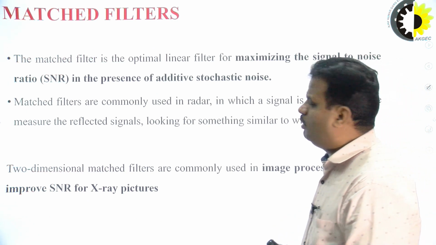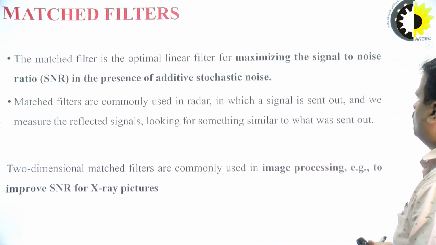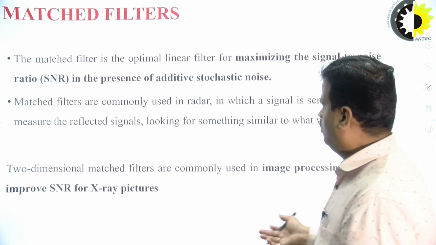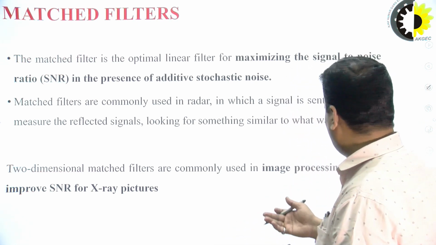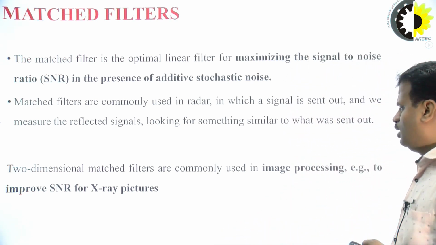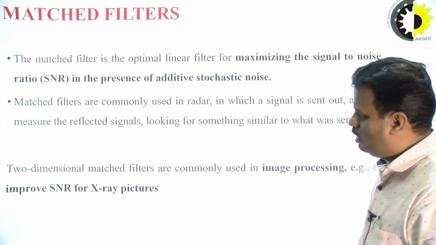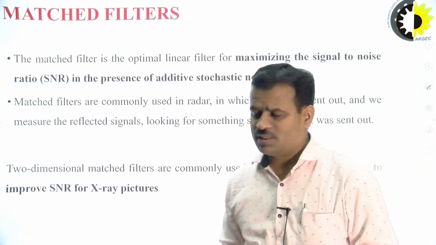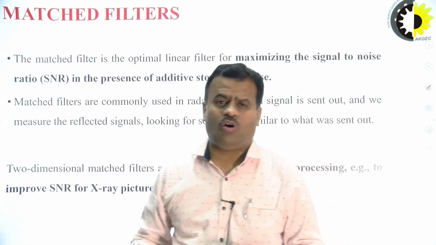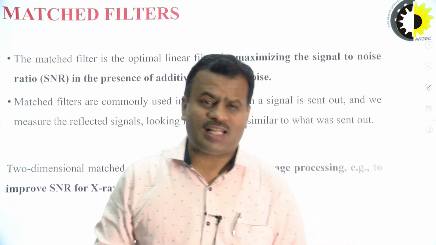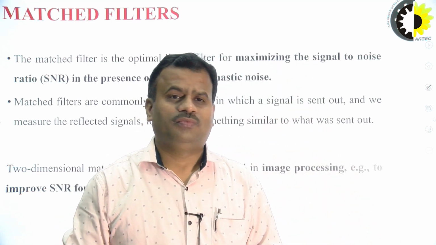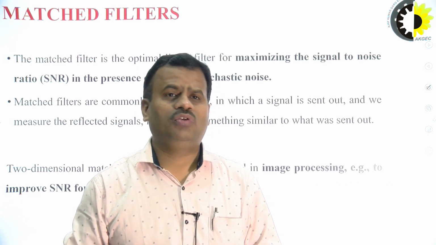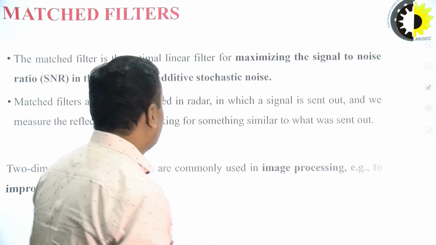Now, the matched filter is the optimum linear filter to maximize the signal to noise ratio in the presence of additive noise. I also told that earlier. These are commonly used in image processing and improve the SNR for X-ray pictures. So generally in communication, whenever you want to maximize your SNR with minimum probability of error, you can use the matched filter.